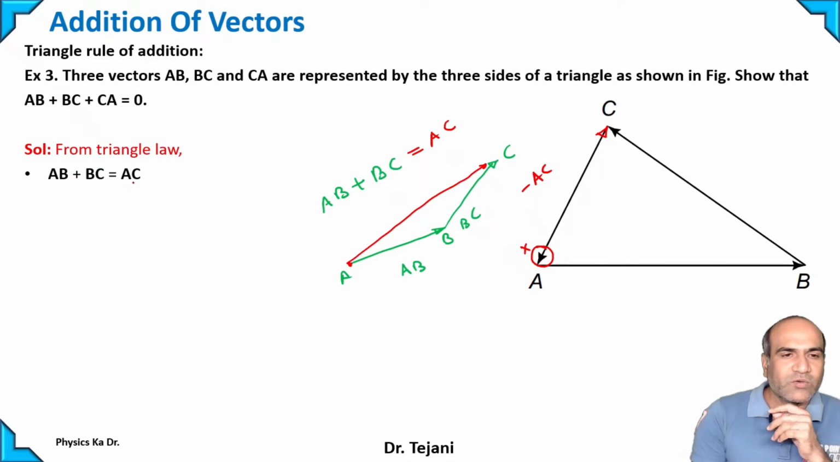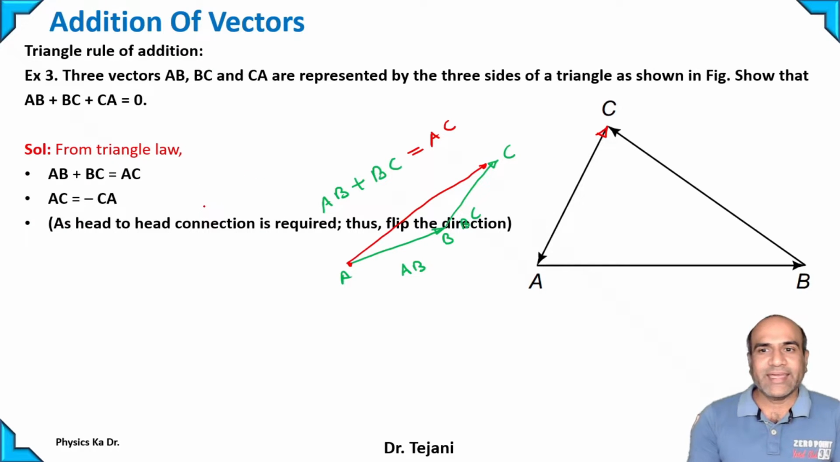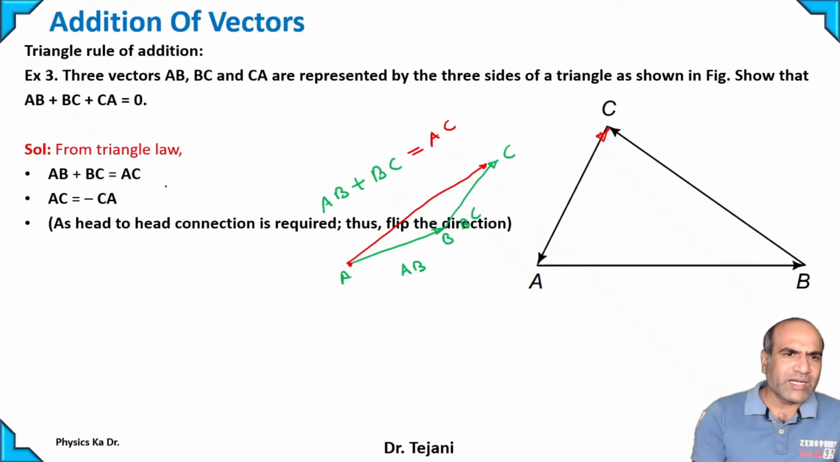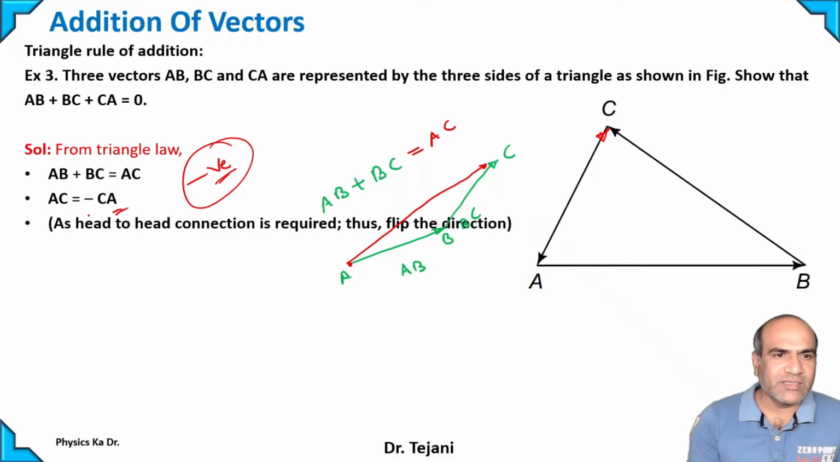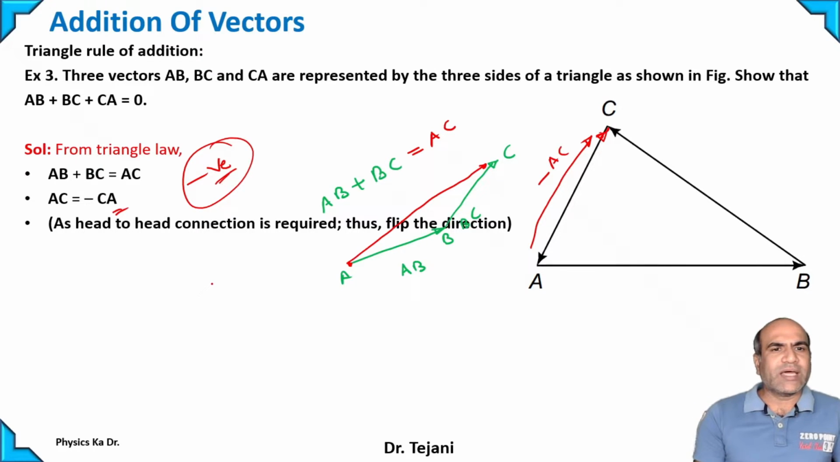So here, what we see is AB plus BC. If we take it on the opposite side, then it becomes AC. If we take the same side, it becomes AC, and we need to reverse this direction as per the triangle law. The head should be on the opposite side. To get the negative, we just need a vector multiplied by minus. So AC is equal to minus CA. The opposite vector is equal to minus, so we just convert this into the opposite direction.